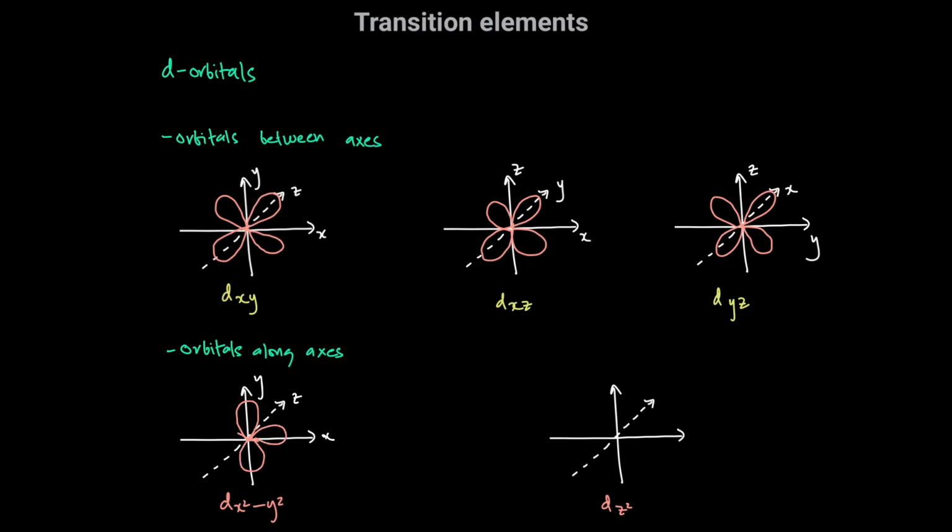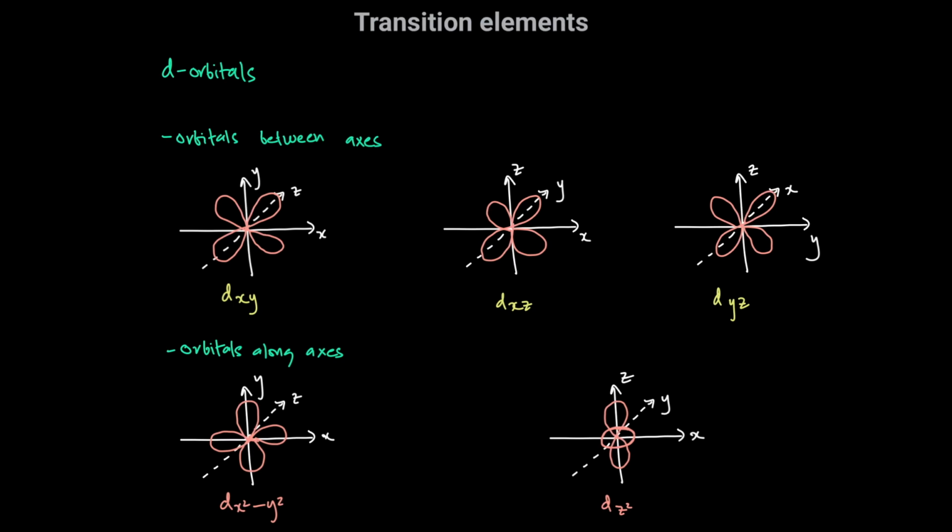Along the x axis and y axis is the dx squared minus y squared orbital. And then the dz squared is along the z axis. You have this double lobed shape, and then you have this ring, or donut, around that double lobed shape.